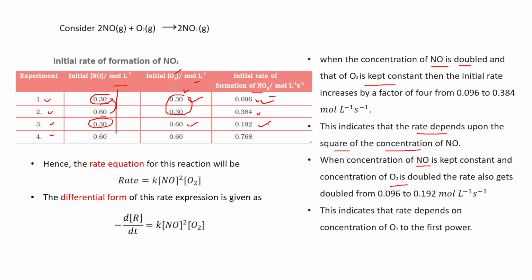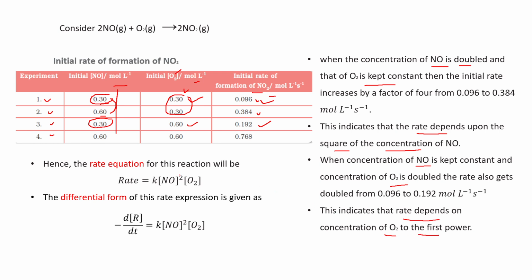Now what is the change? This is twice. It means as the concentration of O2 is doubled, the rate of formation of NO2 is also doubled. What it indicates is that the rate depends on the concentration of O2 to the first power.